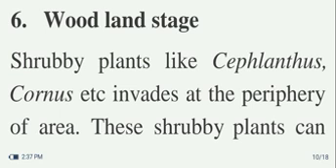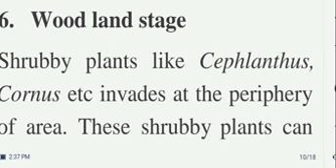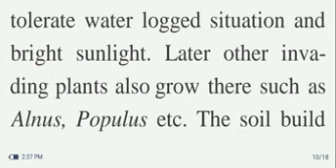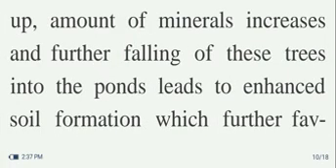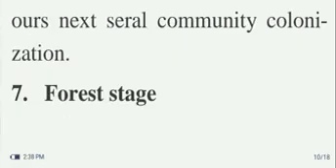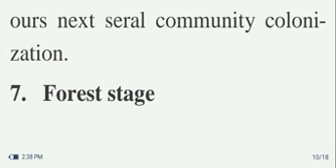Then the woodland stage. Shrubby plants like Cephalanthus, Cornus, etc. invade at the periphery of the area. These shrubby plants can tolerate a waterlogged situation and bright sunlight. Later, other invading plants also grow there, such as Alnus, Populus, etc. The soil buildup and amount of minerals increase, and further falling of these trees into the ponds leads to enhanced soil formation, which further favors the next seral community colonization.